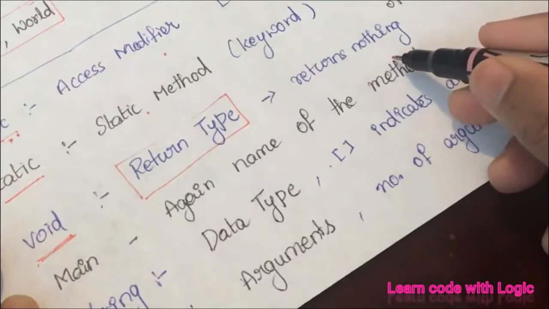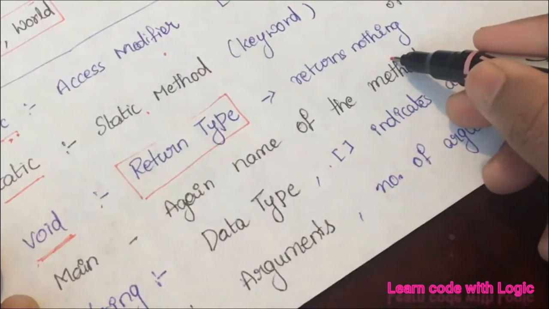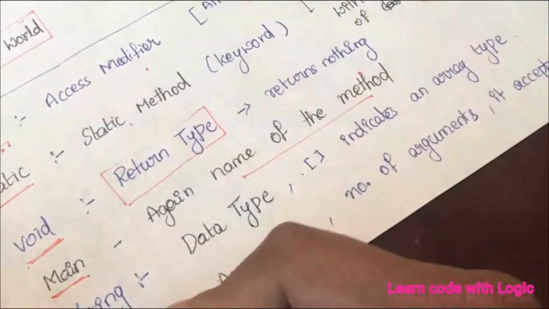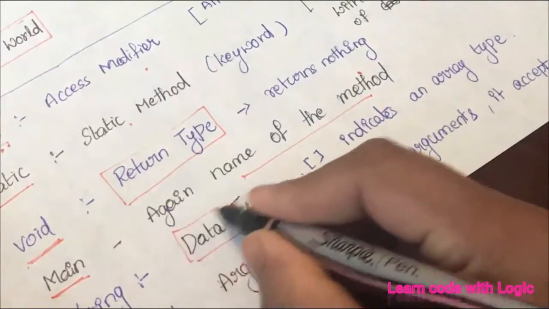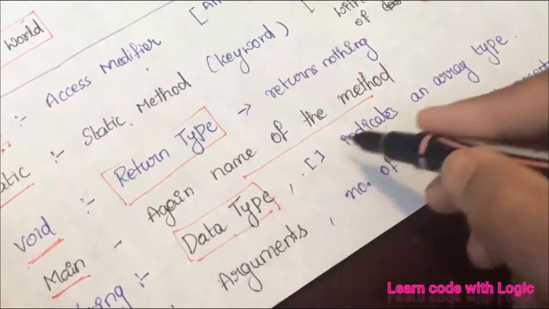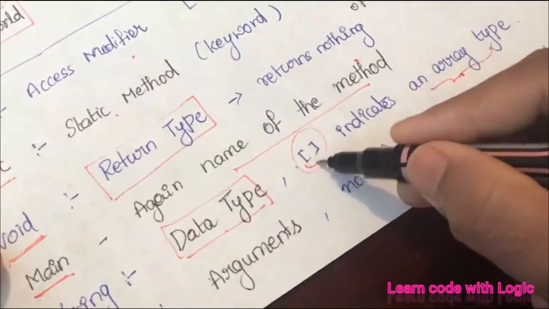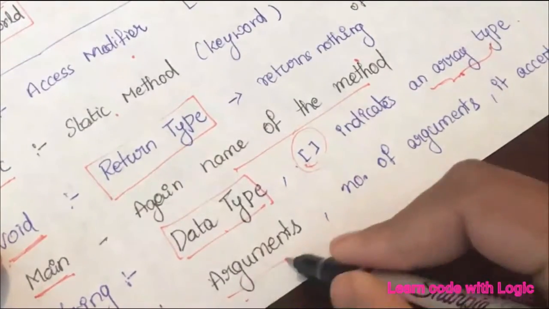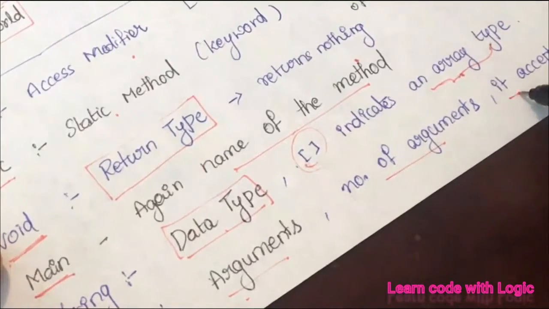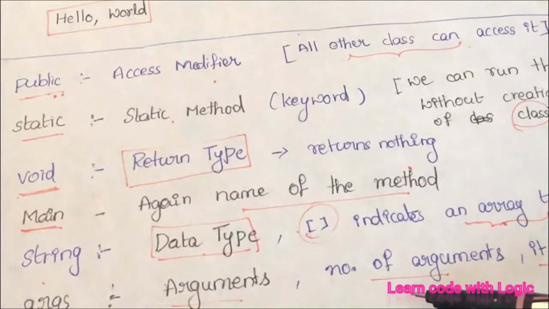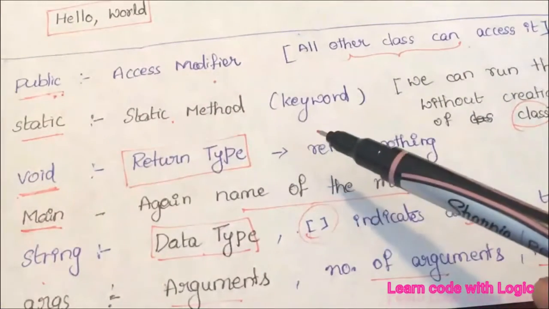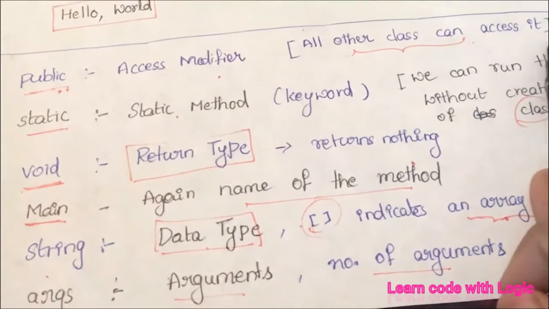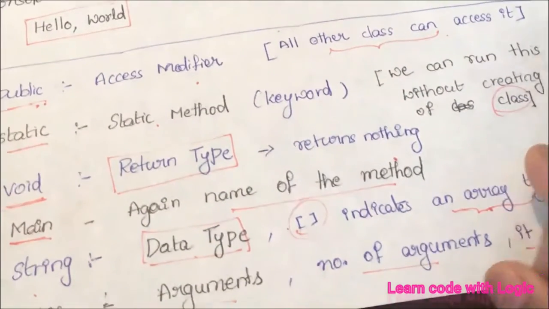So if you give void, it doesn't return anything. Main is again the name of the method. String is the data type. This array indicates an array type, and args means the number of arguments it accepts. This is just a basic review of all the keywords. I know it's very hard to understand now, but you will catch up on all the concepts once we enter into the programming.